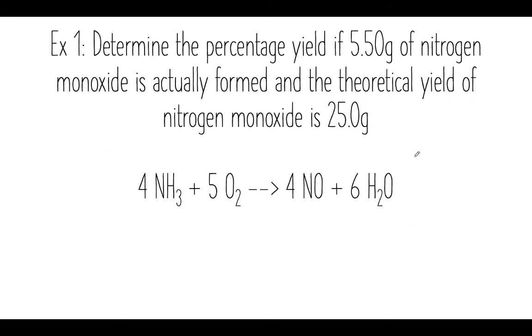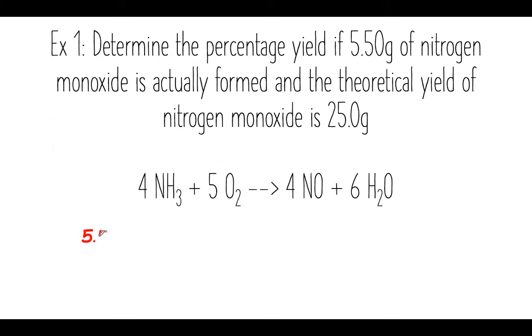So in this first example, the question says, determine the percentage yield if 5.50 grams of nitrogen monoxide is actually formed and the theoretical yield of nitrogen monoxide is 25.0 grams. Now, in this question, the phrasing really helps us out because they tell us which is the actual yield and which is the theoretical yield, right? It tells us that 5.50 grams of nitrogen monoxide is actually formed. So that in itself is my actual yield.